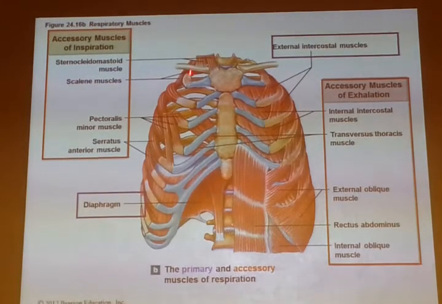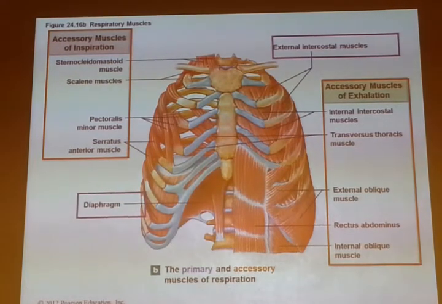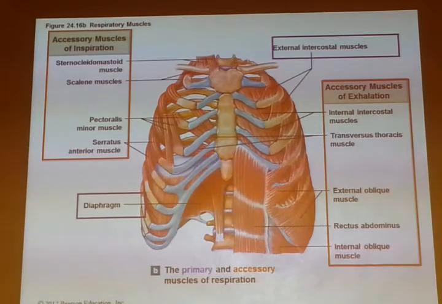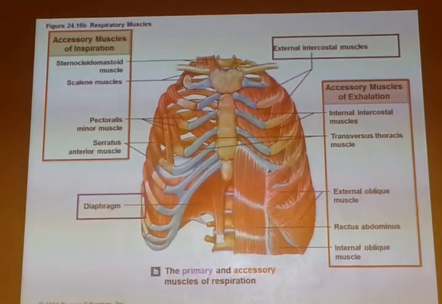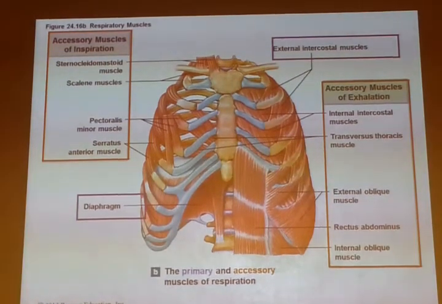Pectoralis minor will pull up, serratus anterior will pull laterally. And then scalenes, which are attached to the upper ribs, and sternocleidomastoid, which attaches to your manubrium and your clavicle, they will help to expand up a little bit in the vertical direction. For forced inspiration.